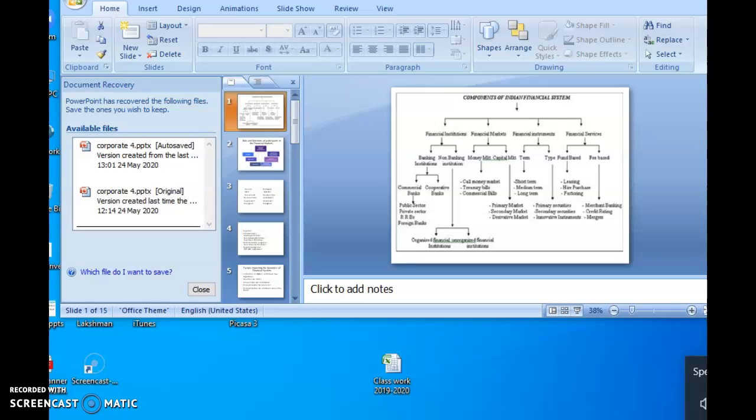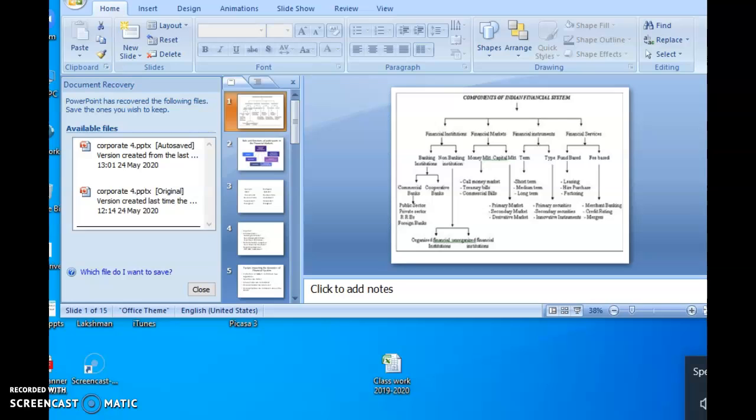Coming to the private sector banks, after privatization and globalization, many private banks entered India. Many private banks are now operating. ICICI, IDBI, all these also come under private sector banks.